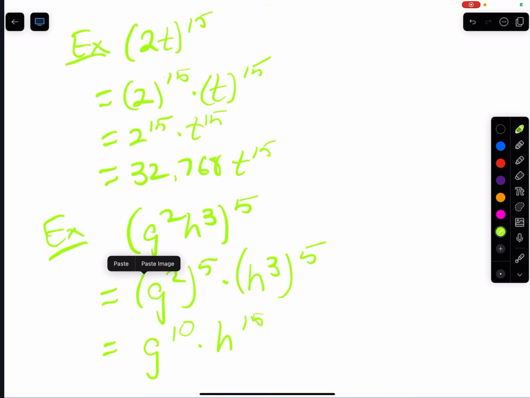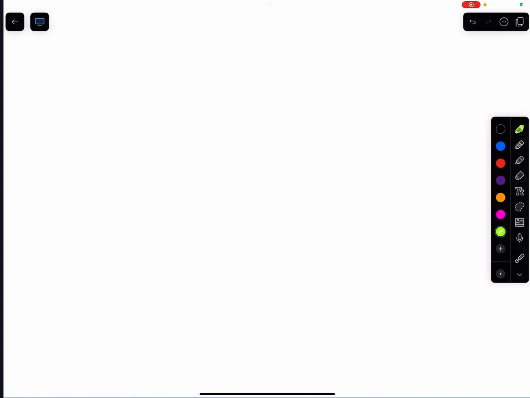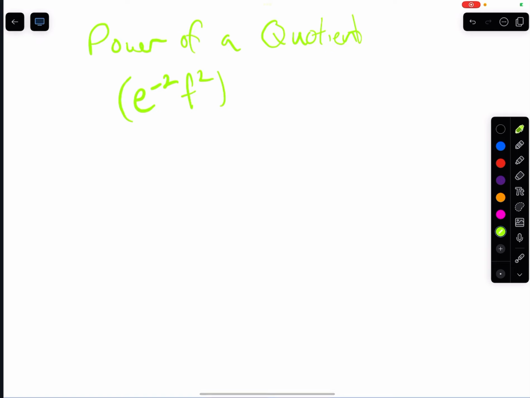Okay, well, now that we've talked about the power of a product rule of exponents, let's find the power of a quotient. So imagine that we have the power of a quotient of two expressions. We can then use the power of a quotient rule, which says that the power of a quotient of factors is the quotient of the powers of the factors. Let's take an example. Imagine we have e to the negative 2 power, f to the 2 power, all raised to the 7 power.